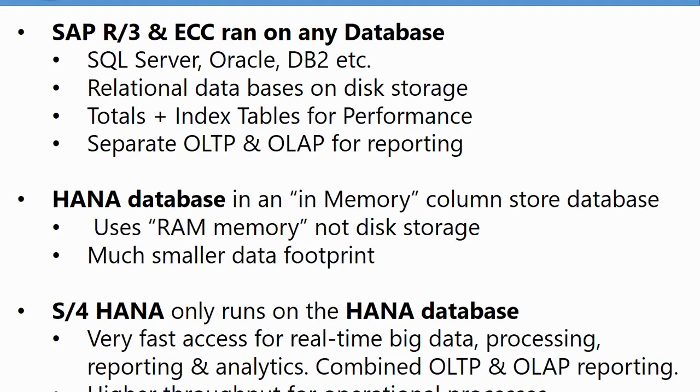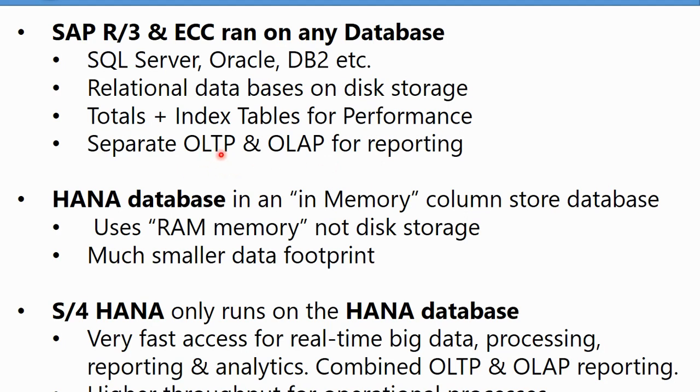Now, when we talk about HANA, I'm not going to go into a lot of details about the HANA database technically, but just as a general user, it's worthwhile to understand that SAP R/3 and ECC ran on any database, whether it was SQL Server, Oracle, DB2, etc. These were relational databases based on disk storage, physical disk. And totals and index tables, which are the terminology I mentioned, were there for performance in a relational database. An index helps speed up searching. Totals were so that you could start at a total before going to the line items. When you're familiar with your SAP transactions, you generally started with a total before you went to line items. And OLTP and OLAP were always separated in the previous world.